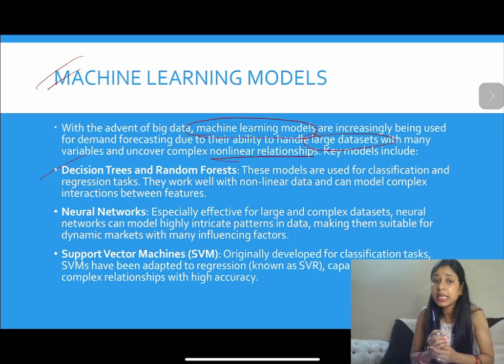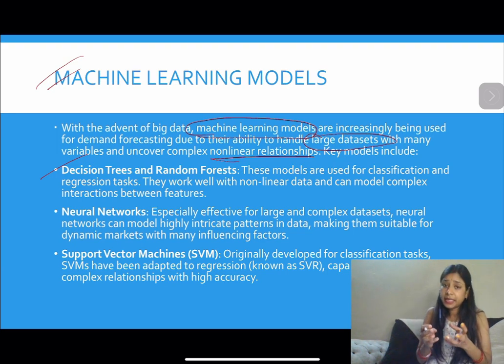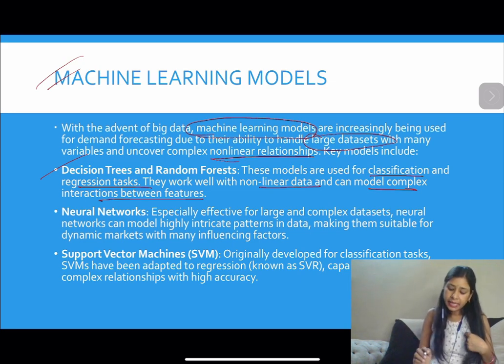The decision tree we have discussed in the class. Decision trees and random forests are models used for classification or regression tasks. They work well with non-linear data and can be used to solve complex interactions between features. Although much discussion is not required for all of these models, if you want, we can have a discussion on all these models with examples. Here you just need to know that the decision tree is one example of a machine learning model. It is based on big data, where real time data is collected, and it is used for regression tasks.